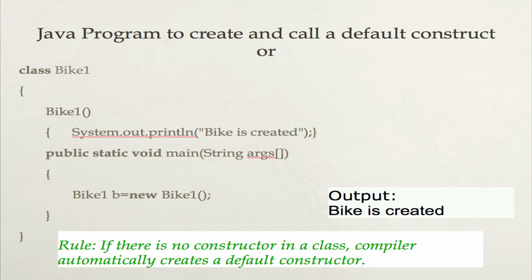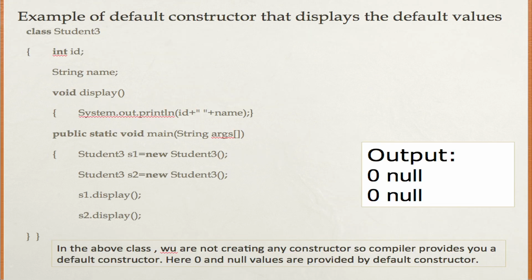If there is no constructor in a class, unlike this case where we have the constructor Bike1, when we are not defining any constructor in the class, the compiler automatically creates the default constructor. So in that case the default constructor is used. See this example of the default constructor concept: the Student3 class, where integer id is a variable, string name is another variable, and then a display function, where inside it we have System.out.println printing these id and name, the variables defined inside the same class.